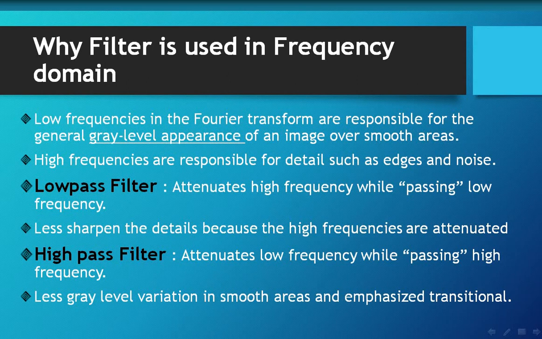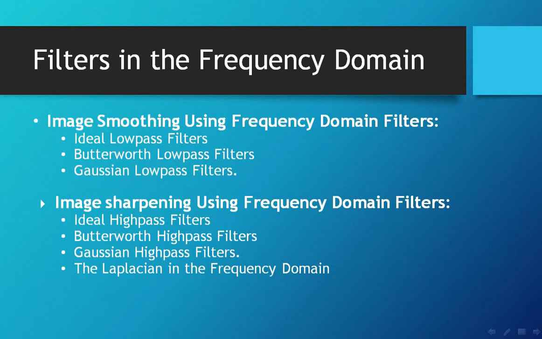The high-pass filter attenuates low frequencies while passing high frequencies. There is less gray level variation in smooth areas and it emphasizes transitions. Attenuated means weakening. Filters in the frequency domain: there are two kinds used, smoothing and sharpening. Image smoothing and image sharpening.